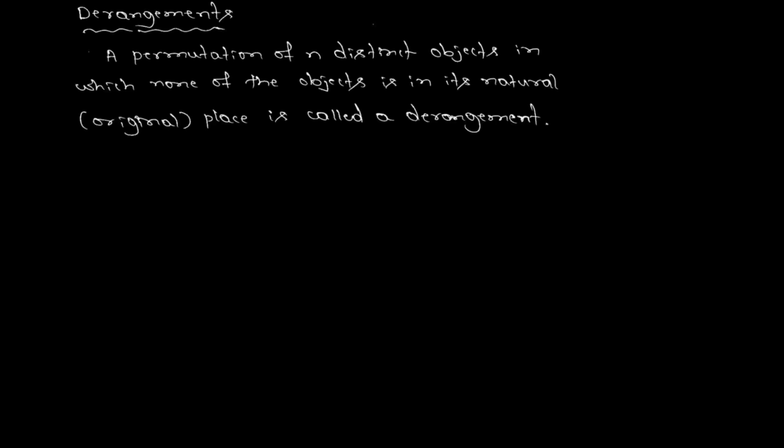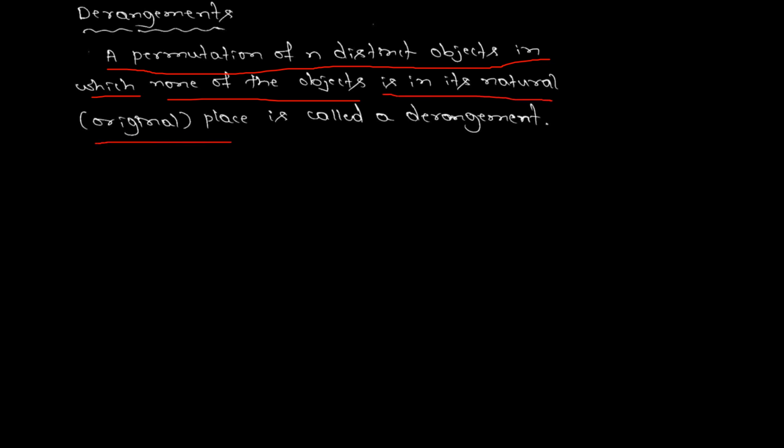Now let us take the next topic, derangements. What do you mean by derangements? A permutation of n distinct objects in which none of the objects is in its natural or original place is called a derangement.